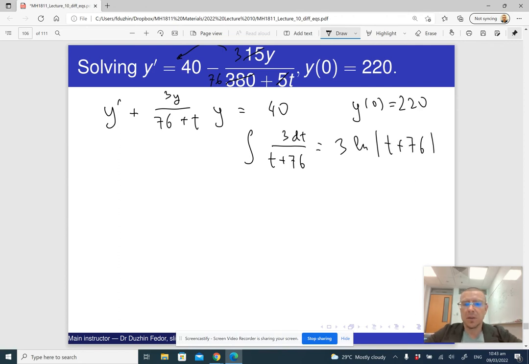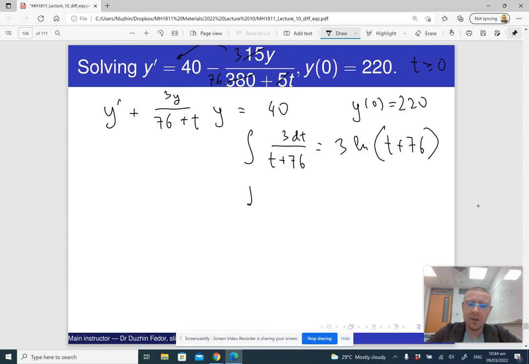Now, notice that we are interested in predicting what's going to happen in the future, right? So initially t is 0, but then we don't really care about what led to the process, right? We are only interested in what's going to happen in future. So when t is non-negative. And if t is non-negative, then t plus 76 is of course also non-negative, right? So we don't need the absolute value sign here.